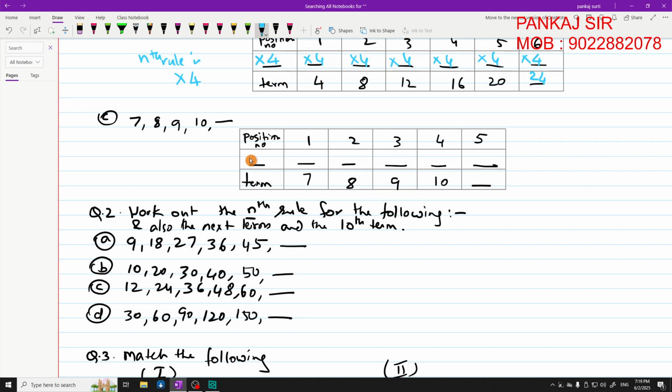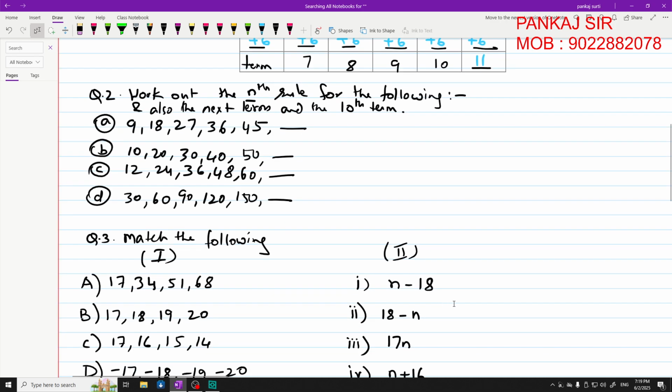So plus 6 is a very good constant expression that I can put here. 1 plus 6 is 7, 2 plus 6 is 8, 3 plus 6 is 9, 4 plus 6 is 10, and 5 plus 6 has to be 11. So my next term here has to be 11. Okay, so that was our question number 1. Now let us move on to question number 2.